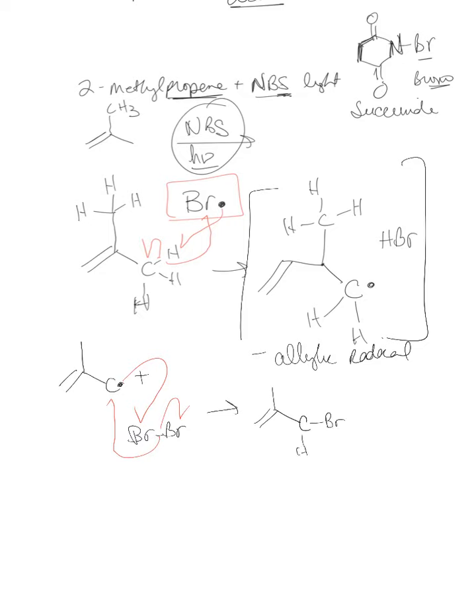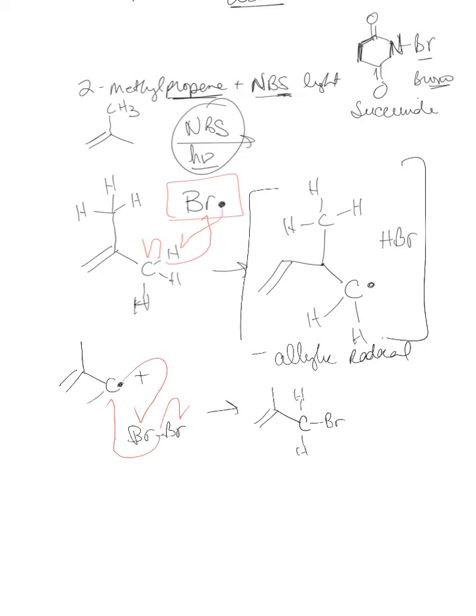Of course, we can go ahead and draw our hydrogens. And you generate another bromine radical. These are called propagation steps, and that's how you do the mechanism. You basically take a neutral molecule, react it with a free radical species, and you generate a free radical species and a neutral molecule.